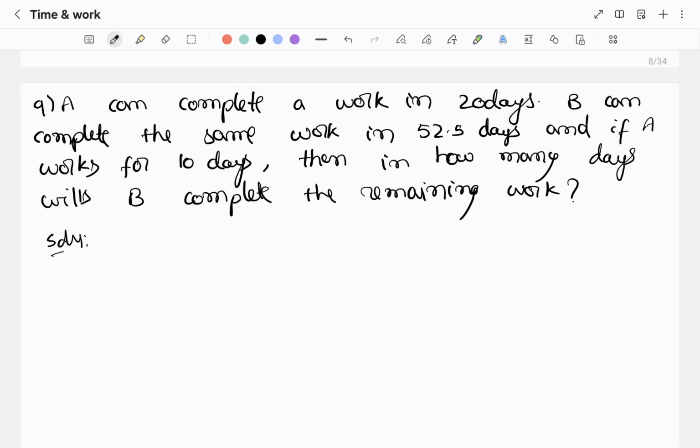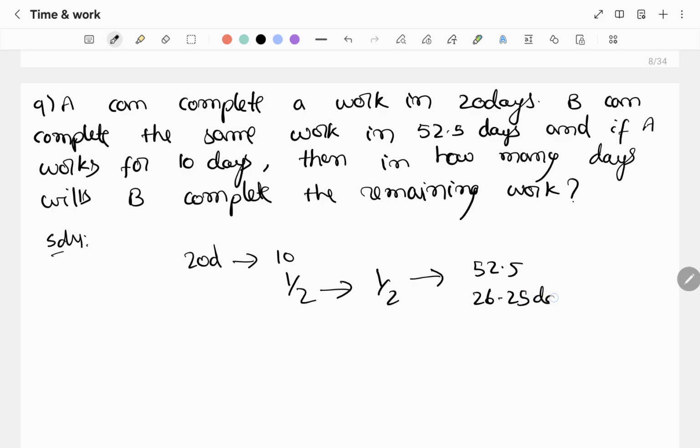It's very simple. A can complete a work in 20 days, but he worked for 10 days, which means the work done is half of the part. In the same way, B completes the same work in 52.5 days. What is the remaining work? Half. This half will be completed in half of the days. Half of 52.5 is 26.25 days.